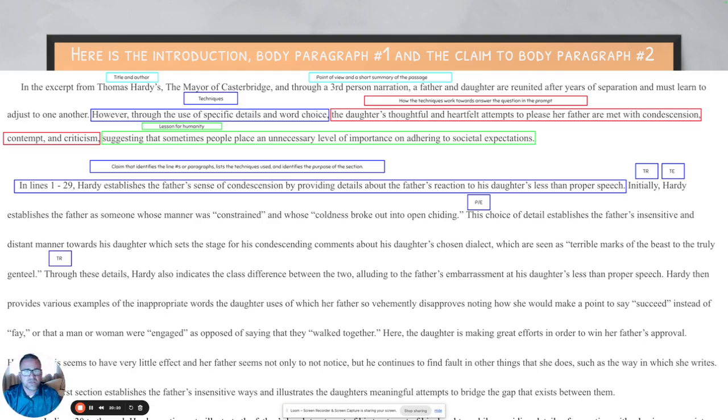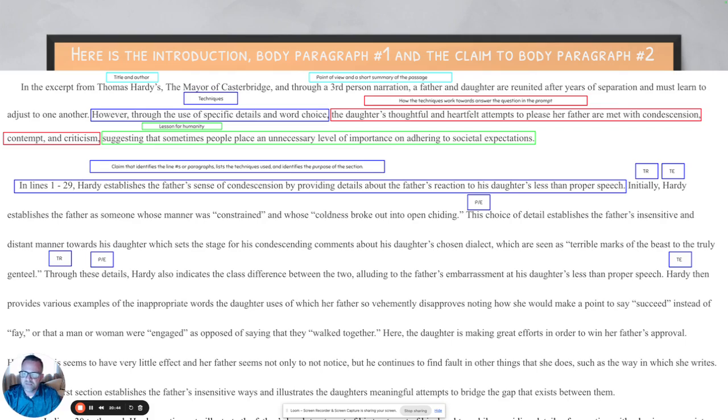Through these details, again, I'm going to start with another connector word or transition phrase. Hardy also indicates the class difference, because this is also the purpose or the effect of that detail. The class difference between the two, alluding to the father's embarrassment at his daughter's less than proper speech. Moving on to our next piece of textual evidence.